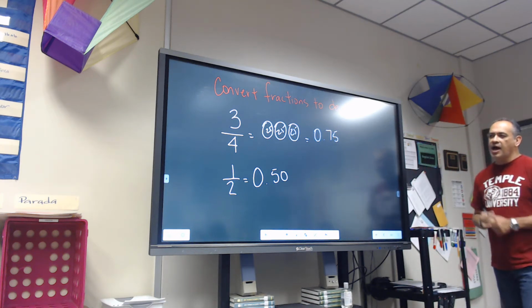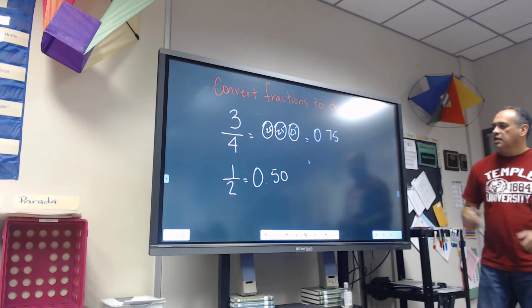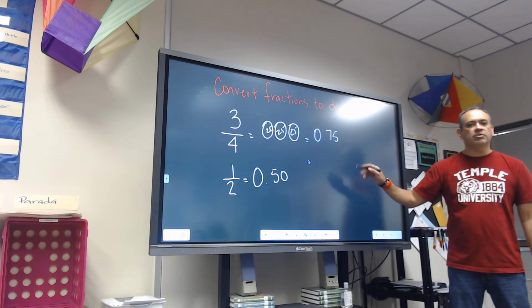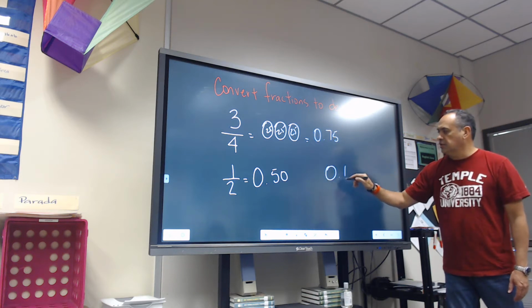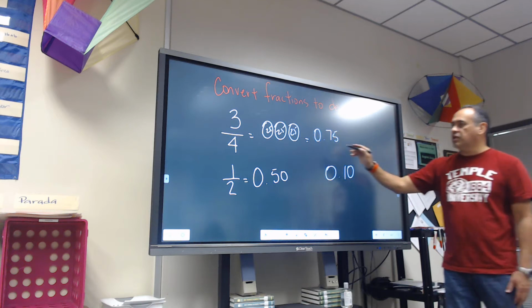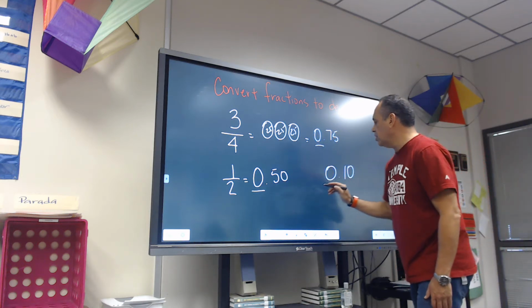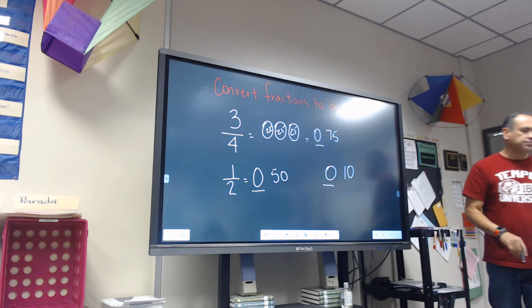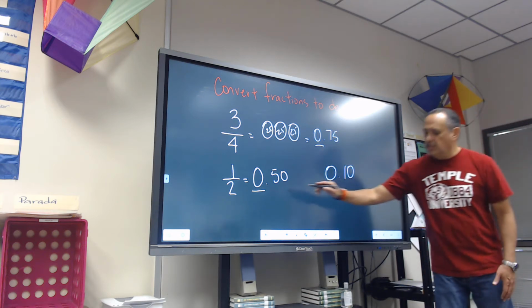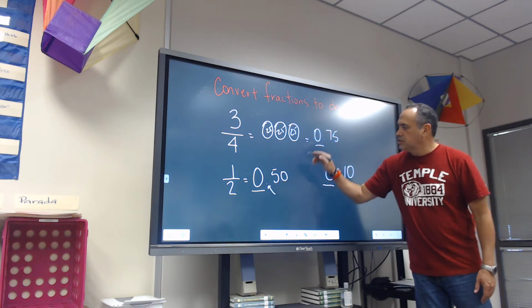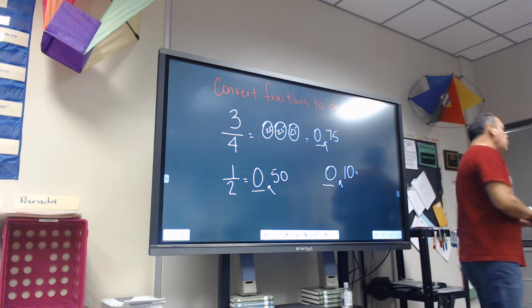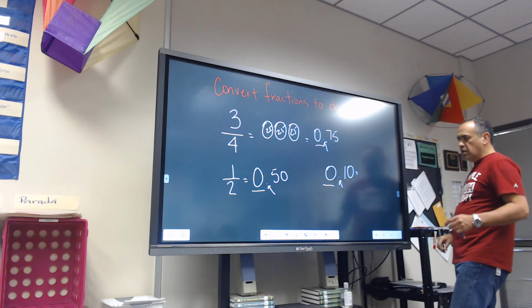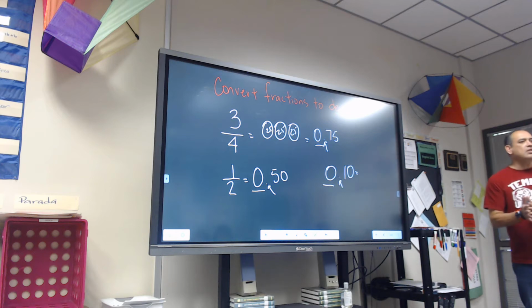What about vice versa? What if I have 10 cents? How would I write 10 cents in decimal? 0.10, right? It's important that we see that our decimals have zeros because they're smaller than 1. Another thing we can see is that we have our decimal points. So who could tell me how 0.10 or 10 cents would look like as a fraction?